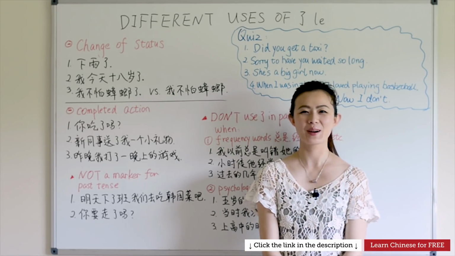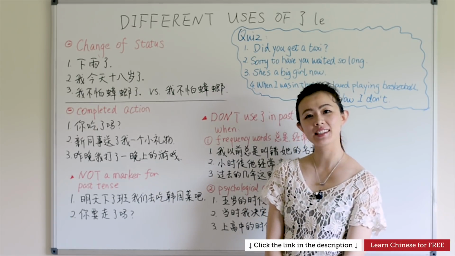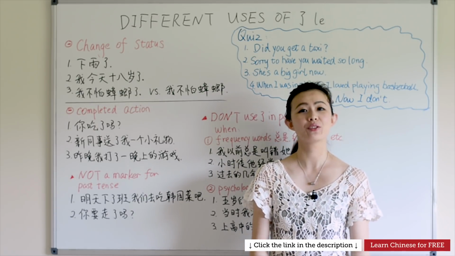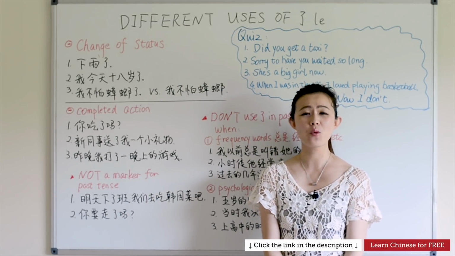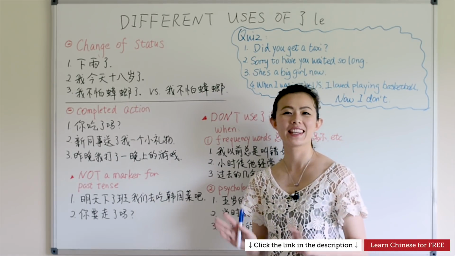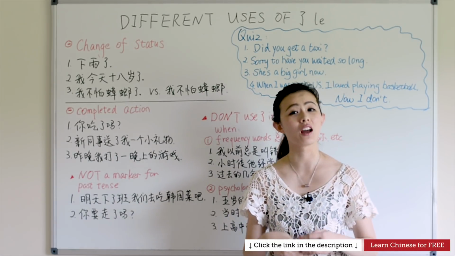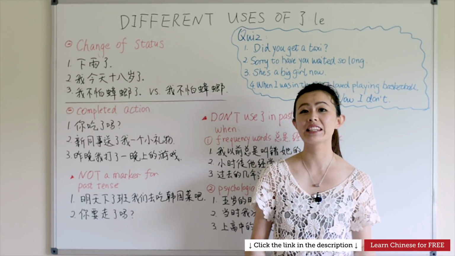Hi everyone, welcome to Chinese Whiteboard Lessons. I'm Yingru. In this lesson, we're going to talk about different uses of the particle le. Le is actually one of the most difficult grammar points in Chinese. But don't worry, in this lesson, I'm going to give you a lot of examples and explanations to help you better understand the uses of le.